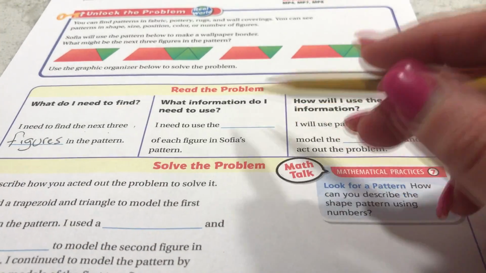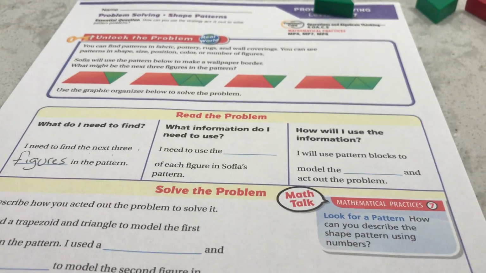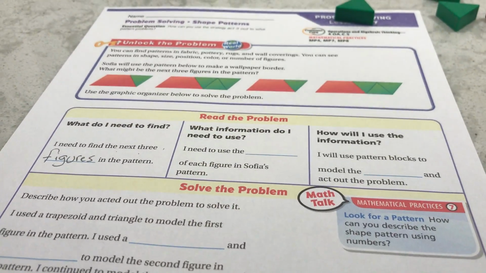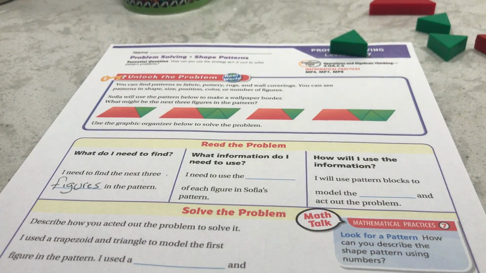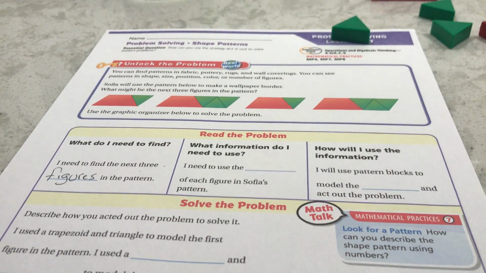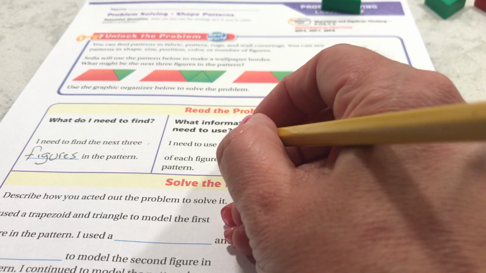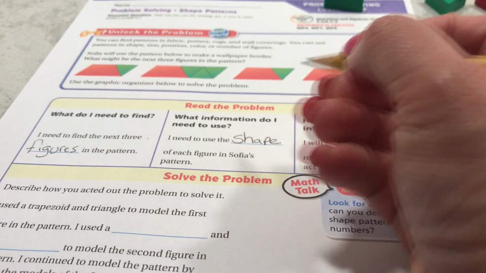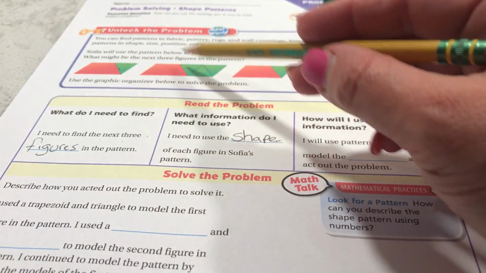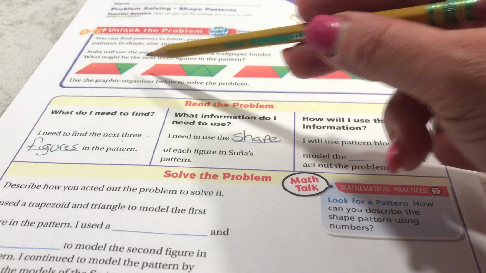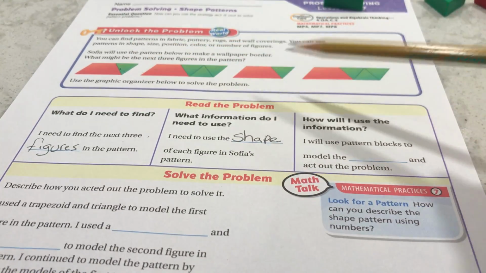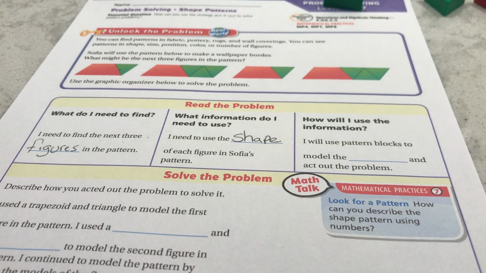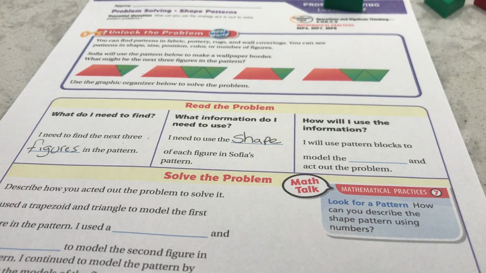What information do I need to use? I need to use the shape. Because that's how this pattern is going to go. This pattern is going to be done by shape. Also, I can see color too, but I think we're gonna work it just by shape. It will be the easiest way because we're gonna have to describe the pattern.